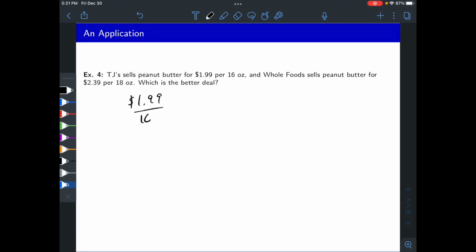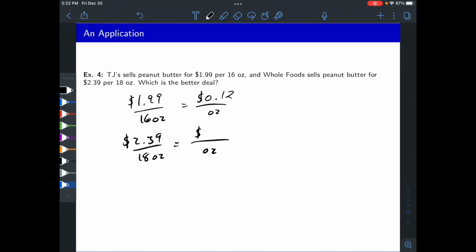So $1.99 per 16 ounce versus $2.39 per 18 ounce. We want to convert both of these into just dollars per single ounce. Okay, and so I'm going to pull up my calculator here, just over on my computer. You can't see it. If I do $1.99 divided by 16, I'm going to get 0.124, so I'll just say 12 cents per ounce.